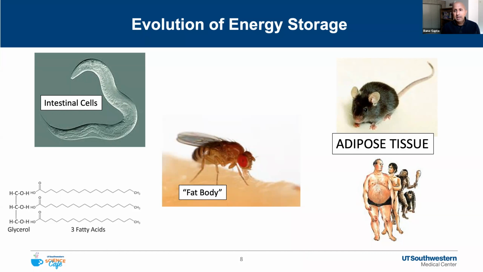But in higher vertebrates, in mammals, we have all evolved a specialized compartment to store extra energy in the form of triglyceride. It's just a specialized compartment that kind of serves as an energy bank, which we call adipose tissue. And adipose tissue is just a technical term for fat tissue.